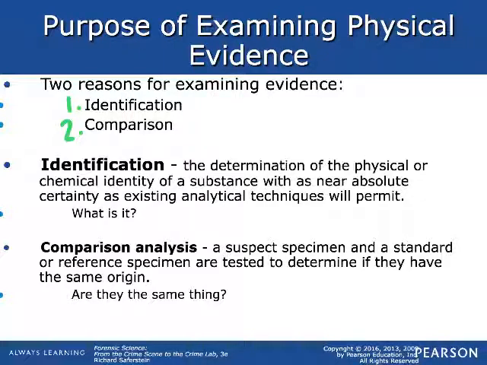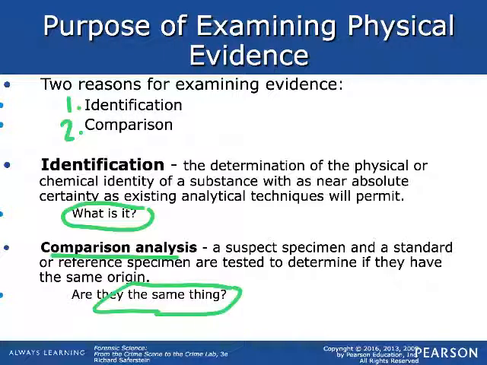Is it a paint chip? Is it a paint chip from a Buick? Is it a paint chip from a 2016 Buick? What is it? That's what I wrote on here. What is it? Is identification. So you're trying to figure out what the object is, what the evidence is. And then comparison is you're looking at the suspect specimen and the standard, which they're also calling the reference, to determine if they came from the same place. So do they have the same origin? Is what you found, your evidence that you found, and what you're looking at the same thing?